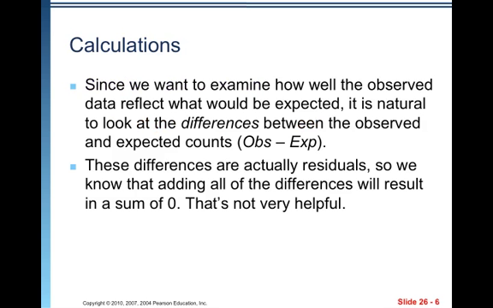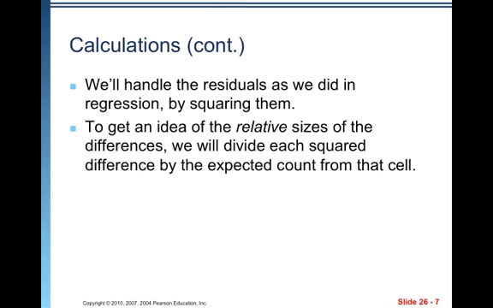Alright, since we want to examine how well the observed data reflect what would be expected, it's natural to look at the differences between the observed and expected counts. So we look at observed minus expected. Okay, that makes sense because we want to know how far away from what we would expect is what we observe. These differences are actually residuals, so we know adding up all the differences will result in a sum of 0, and that's just not very helpful at all.